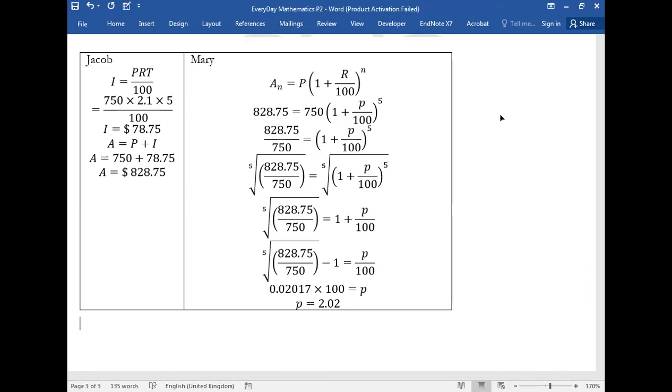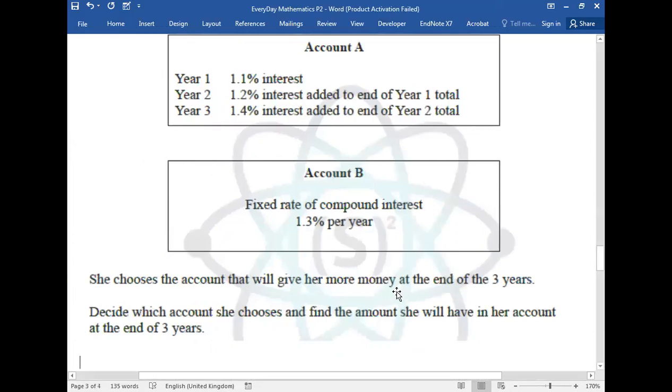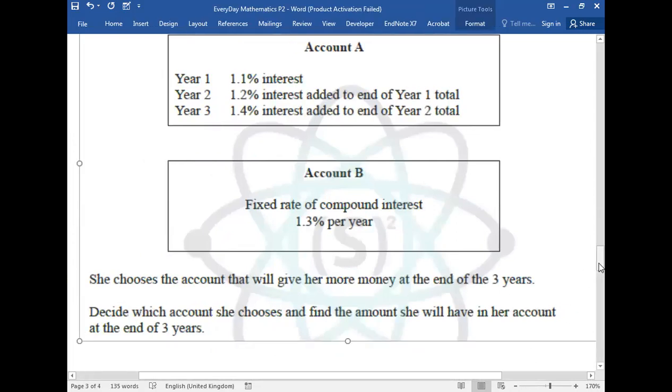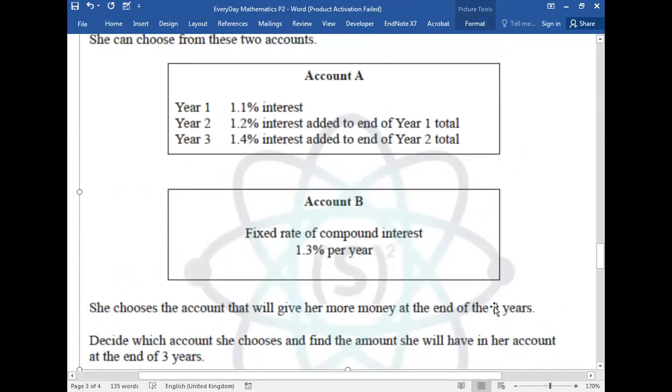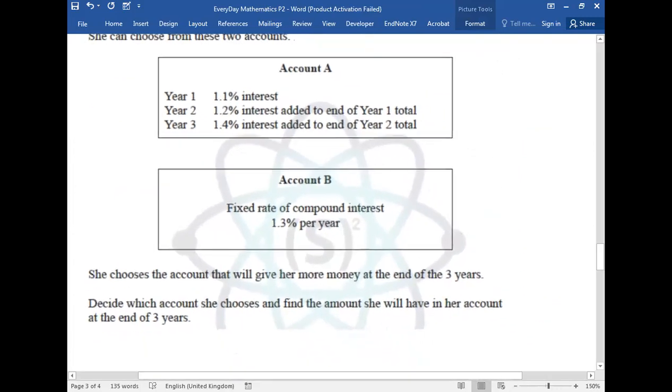Let's do another of these questions. This way you will understand the concept of compound interest as well and percentages as well. Okay, class. Read the question first.